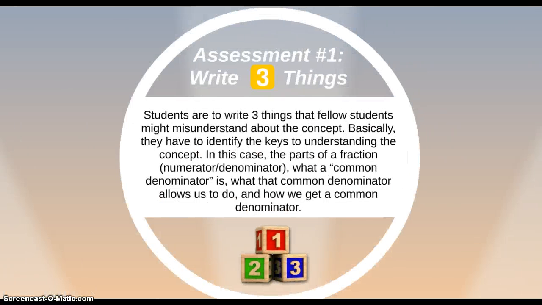So the first assessment I would use to test this standard would be one called Write 3 Things. Basically, students have to write 3 things that they think their classmates might misunderstand about the concept. So basically this gets them to recognize the key elements of the concept, and hopefully things like what the numerator is, what the denominator is, and the idea of finding a common denominator.